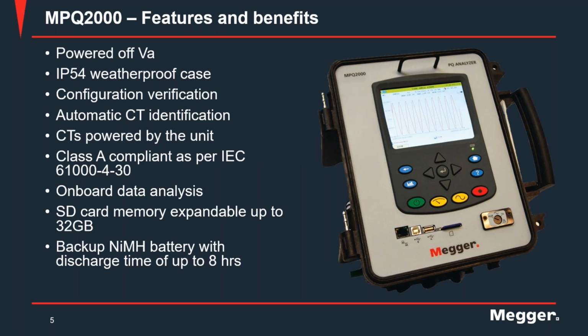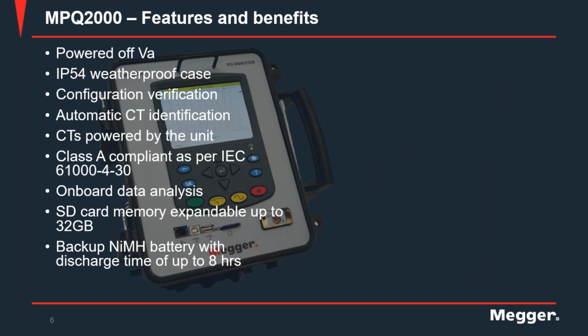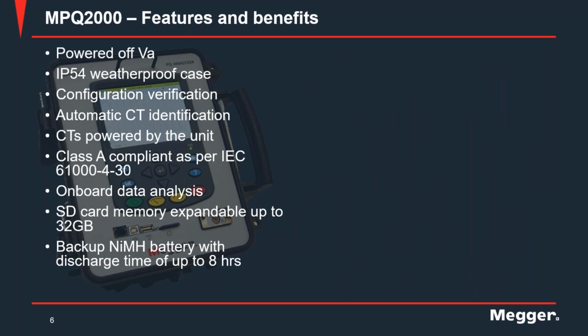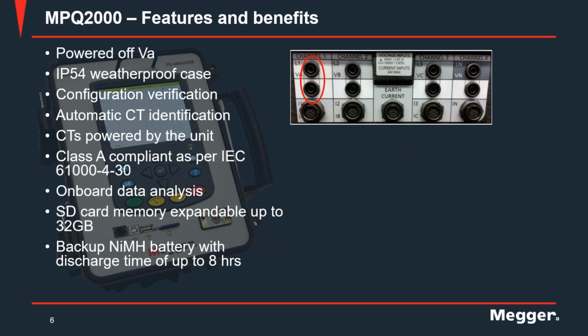So these are some of the features of the MPQ 2000. One feature is that it's powered off of the VA channel. The voltage channels are provided at the bottom of the unit, and whatever voltage appears on the VA channel is used to power the recorder.